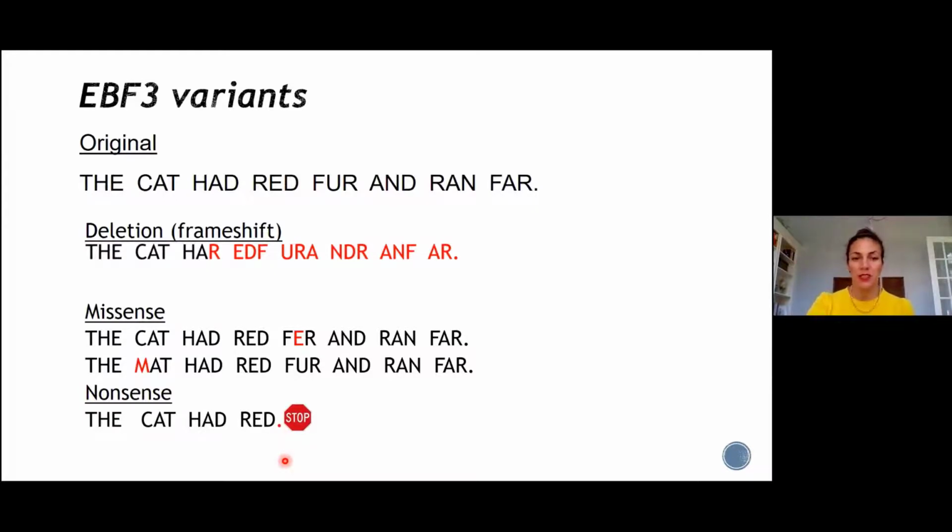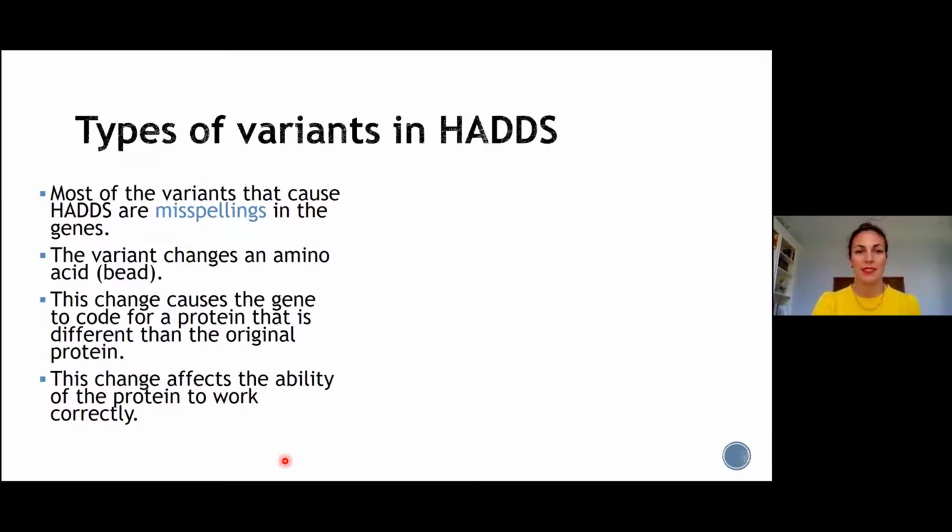We can also see changes that are called splice site changes, and this goes back to those introns and exons. As I mentioned, when we're processing our genes, we need to take out the introns so that all the exons can go together. Some kids with HADS will have a change right where the exon and intron meet, and so it doesn't know where to splice or cut the introns out, and that can lead to exons being cut off too short or including more introns than they should. So that's another type of variant that we can see in HADS as well. But most of the variants, as I mentioned, that cause HADS are misspellings in the gene.